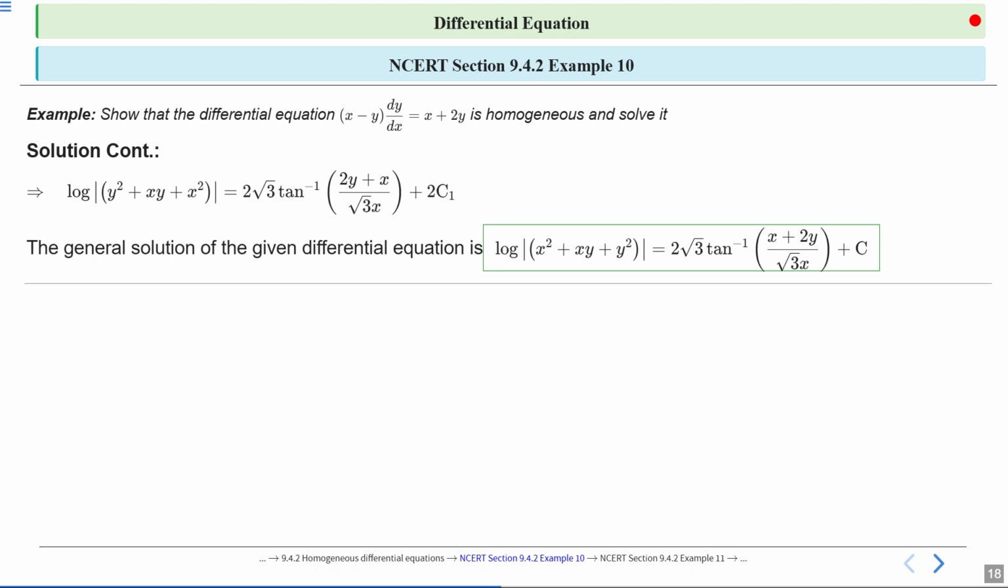So to solve a differential equation of homogeneous type, in the first step, we have to check whether it is a homogeneous differential equation or not. And then we use the substitution y is equal to vx to convert it into a form where we can separate the variables. And when we separate the variables, we just integrate both sides to find the general solution of the given differential equation.